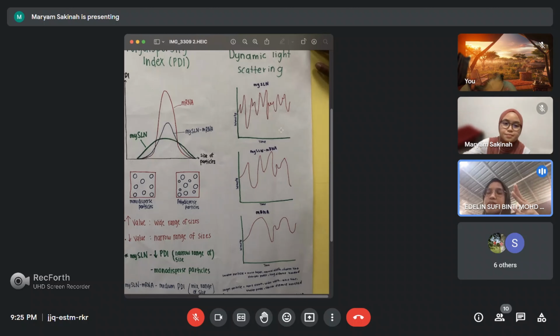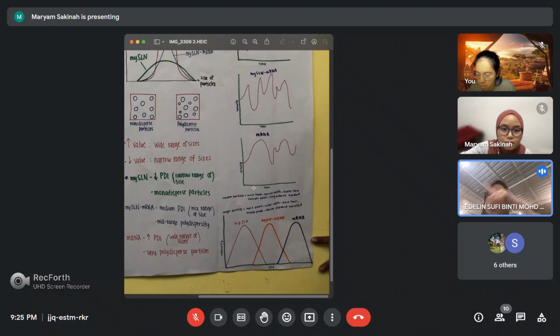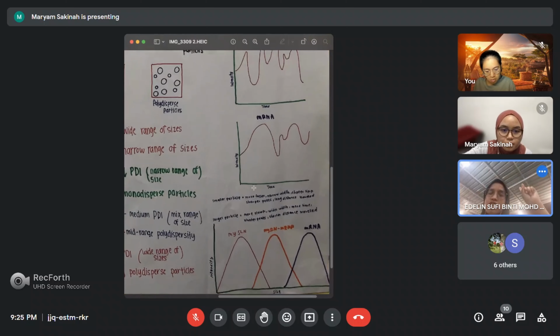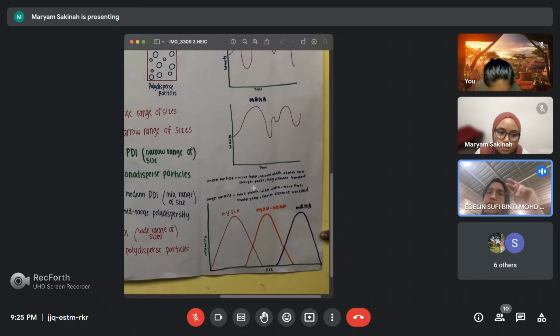For the third graph, which is the mRNA, it showed that the intensity is big. So it is described as the mRNA being in a bigger size than the other two. So it will move slower than the capsule and the combination of MySLN and mRNA. The sentences below are the description of what I have told for the three graphs above.